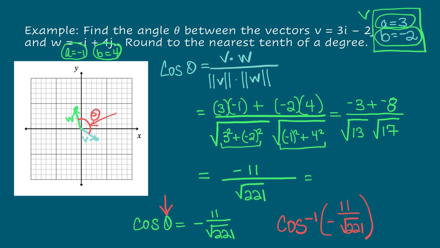So if I plug that into my calculator, and I make sure that I am set in the correct mode, make sure you're set in degrees, you should get 137, and we're going to round to the tenth, 0.7 degrees. So this angle is approximately 137.7 degrees. Let's take a look at another example.